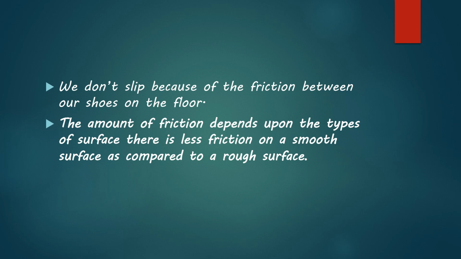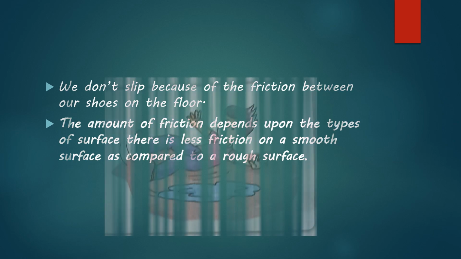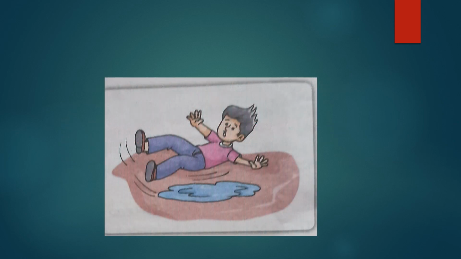The amount of friction depends upon the type of surface. There is less friction on a smooth surface. It means there is a high probability that we'll slip on a smooth surface, and there is more friction on a rough surface. Here you can see there is less friction in water, so a child slips very easily.